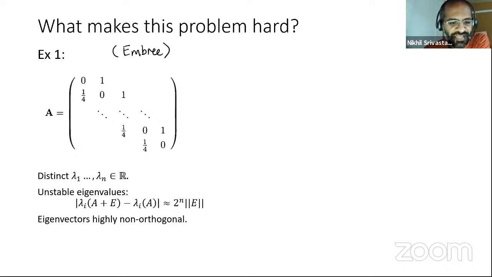So if you perturb this matrix A by some E, then the eigenvalues can move by as much as 2 to the n times the norm of E. So the phenomenon here is that this matrix has highly non-orthogonal eigenvectors, and this leads to instability of the eigenvalues.